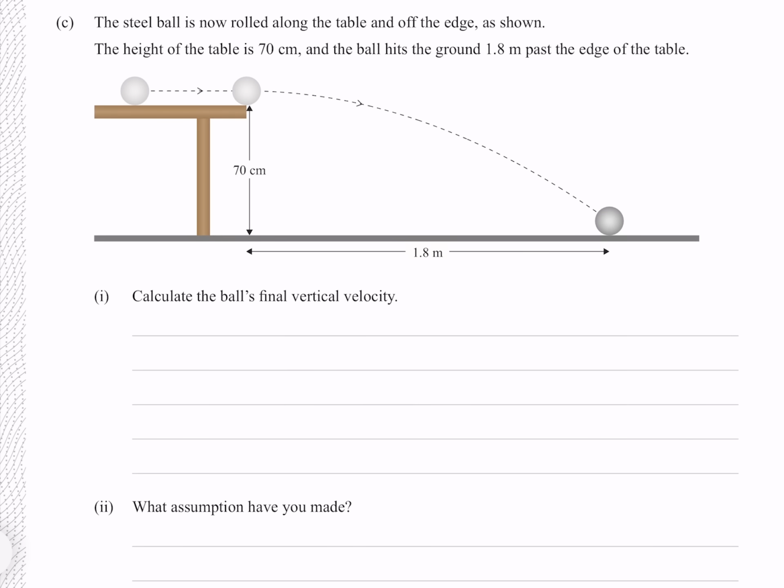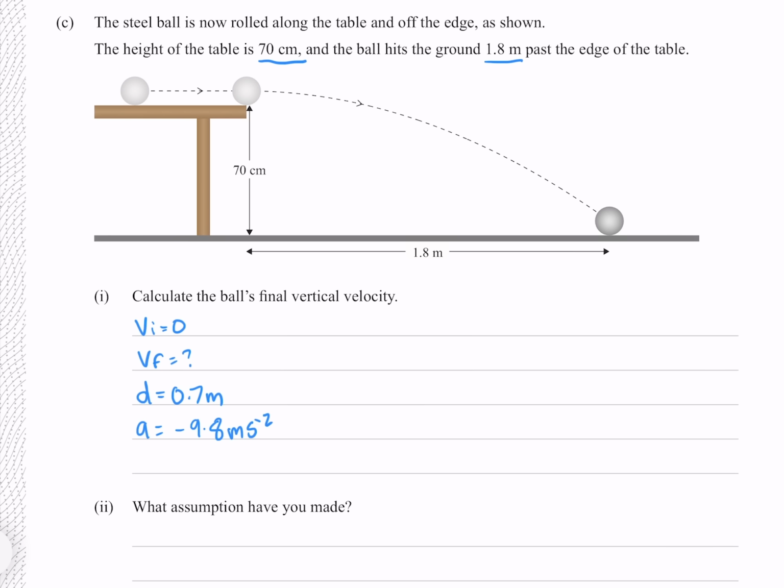The steel ball is now rolled along the table and off the edge as shown. The height of the table is 70 centimeters, and the ball hits the ground 1.8 meters past the edge of the table. Calculate the ball's final vertical velocity. What we have here is a projectile motion question, and in these questions we can analyze the horizontal and vertical motion as separate components. Focusing on the vertical motion, the initial vertical velocity is going to be 0, the final velocity is what we're trying to find, our distance is the height of the table, which is 70 centimeters or 0.7 meters, and our acceleration due to gravity is negative 9.8 meters per second squared.